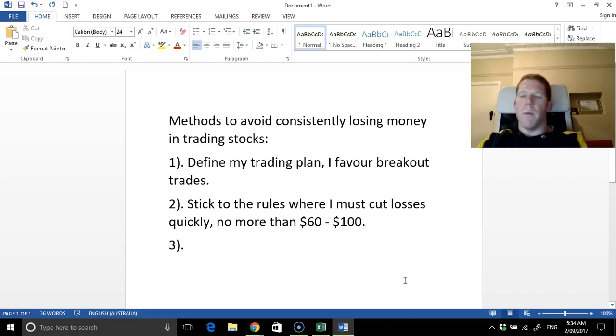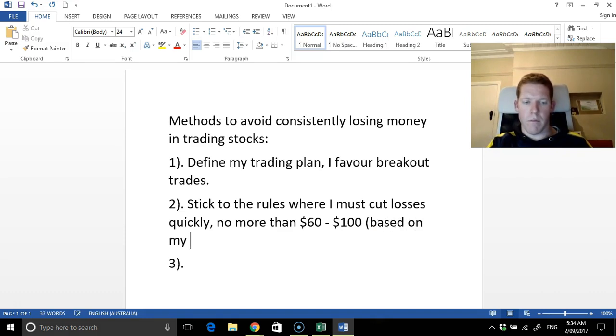And that will be based on my risk to reward as well. So if it's a 2-to-1, it's obviously going to be 60, and if it's like a 4-to-1, it's obviously going to be 60.